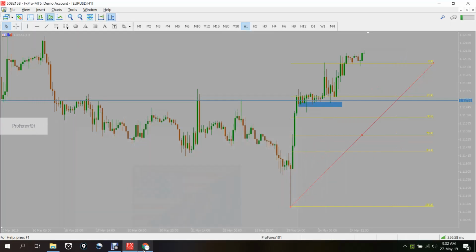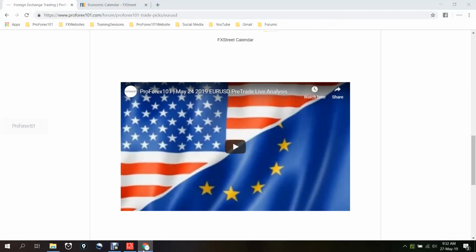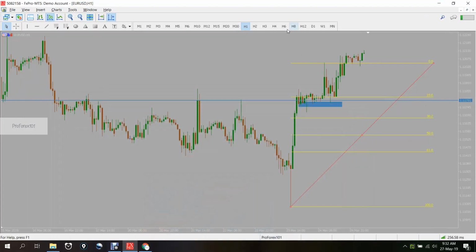So yeah, guys, hopefully this was clear. There's still potential for this trade to go long, but if you're taking profit now, that's fine, or let it run. So hopefully this was very clear and made sense.